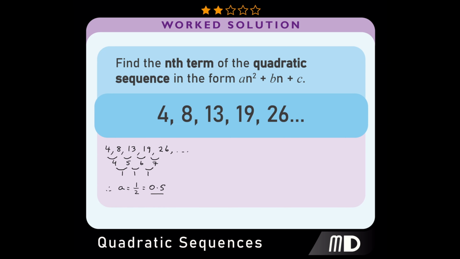Now we need to find the values of b and c. If we substitute n equals 1 and a equals 0.5, which we've just found, into the general form an squared plus bn plus c, we get 0.5 plus b plus c. And given that the first term of our sequence is 4, we can make that expression equal to 4.